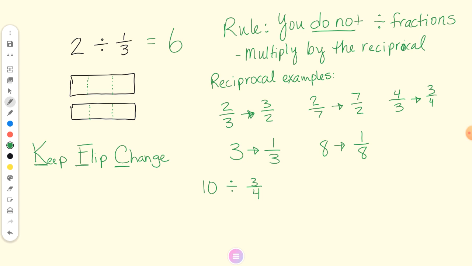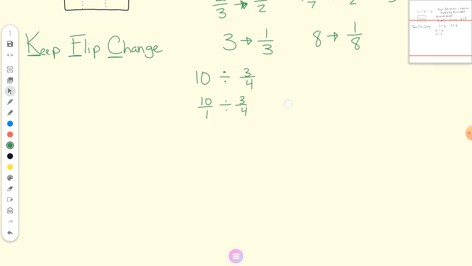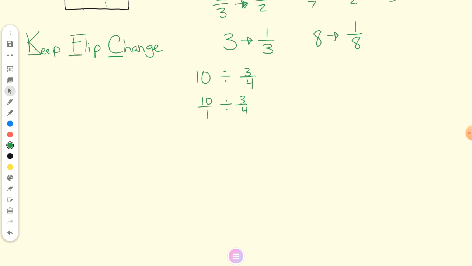So Haley, what do you think my next step should look like? 10. So how do I turn 10 into a fraction? 10 over 1. So 10 over 1 divided by 3/4. Now that I have a fraction divided by a fraction, I'm ready to multiply by the reciprocal. What that means is we keep the first number the same. The first number never changes, it just drops down. So Parker, what am I going to drop down?